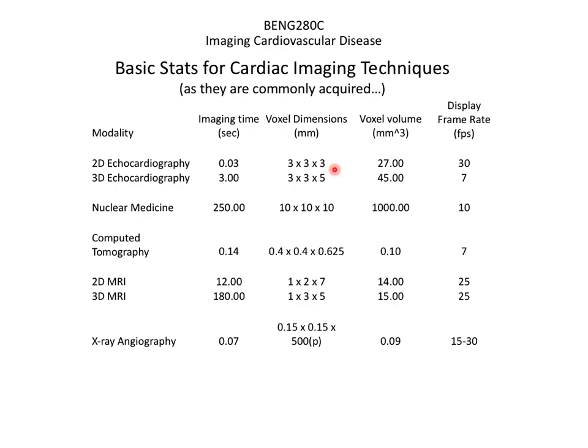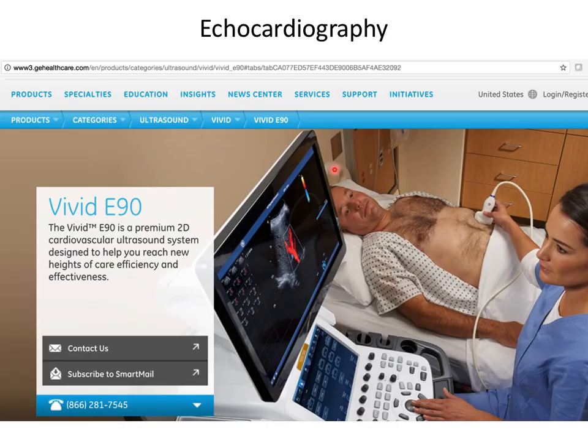And then X-ray angiography, the claim is that it's 0.15 by 0.15 millimeters in plane, and then through plane, it's actually a projection of the whole darn object. But we'll see why you can deal with that. You inject contrast just to project things. Okay, so we'll return to this table when we're actually doing the imaging, and we'll maybe update some of these values as we get more experience.